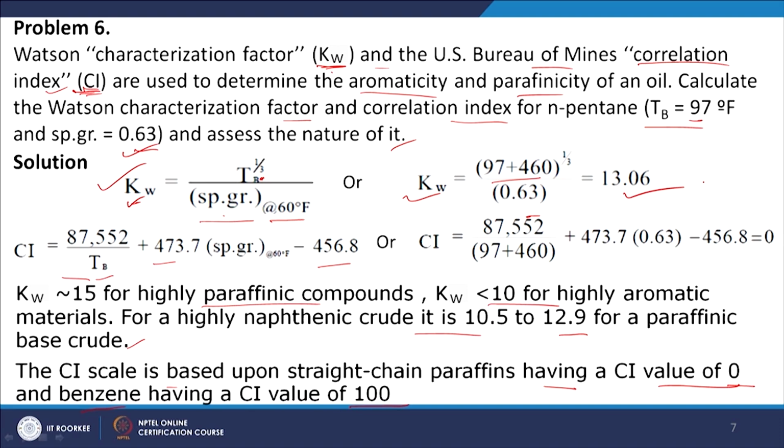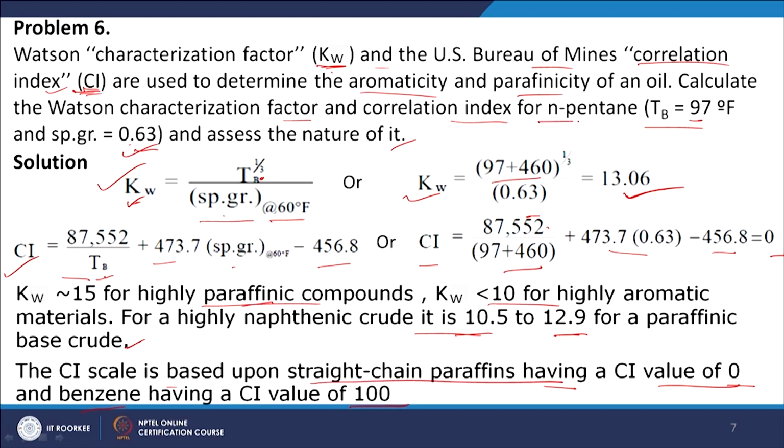So, Kw is 13.06. We have already discussed that around 13 to 15 it is paraffinic compounds, and 10.5 to 12.9 for a naphthenic crude base. So, it is a paraffin, n-heptane, and if we consider the Ci value, then this is the expression. Ci value is 87552 divided by Tb, that means 97 plus 460 plus 473, into 0.63, and minus this one. So, it is becoming 0.